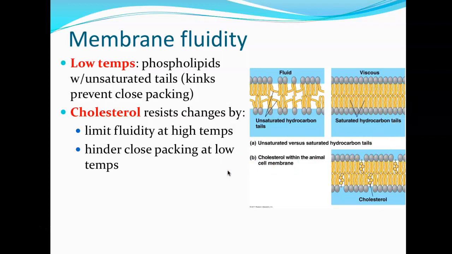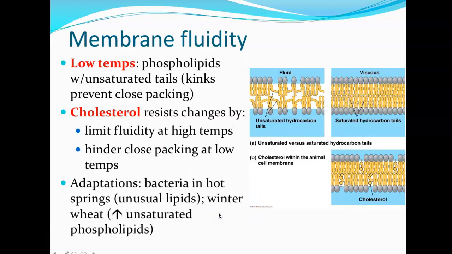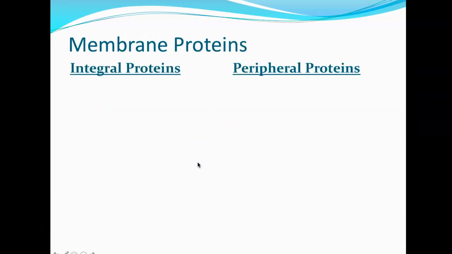So if I asked you, how does the cell membrane adapt to cold temperatures? You would say double bonds between carbons, also known as unsaturated fats, and cholesterol. And if I asked you, what is the adaptation for the cell membrane when there's high temperatures? You would say cholesterol. So cholesterol works for both. If you had bacteria in a hot spring, what are you going to see a lot of in their cell membrane? You would say cholesterol. If you have winter wheat and you don't want it to freeze and you don't want the cell membrane to pack together, what are you going to see a lot of? Unsaturated tails and cholesterol. All right, so hopefully you got that.